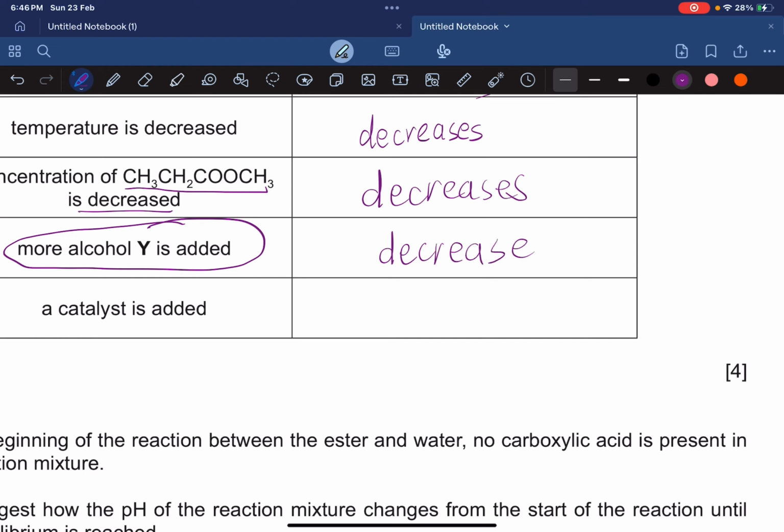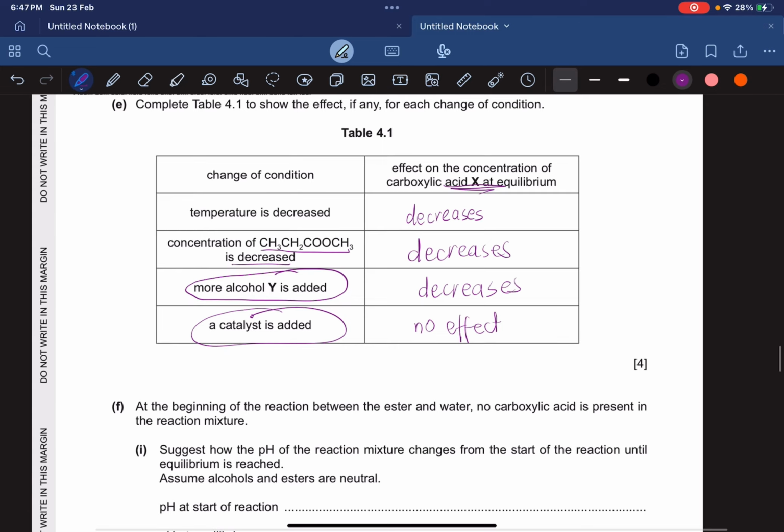A catalyst is added. A catalyst does not have any effect on the position of the equilibrium. So it's going to be no effect. Always remember, catalyst doesn't affect your equilibrium position.